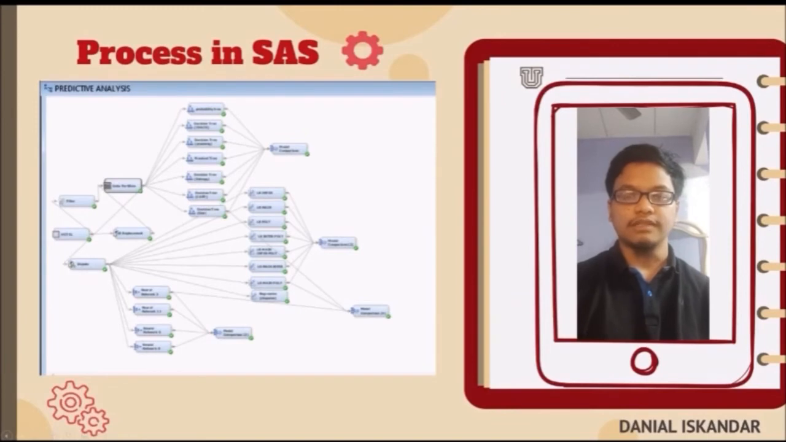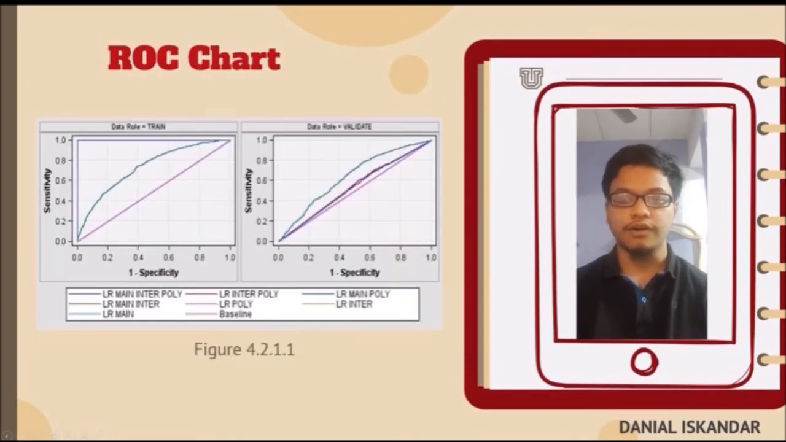And now we move to analysis in logistic regression. So here are the predictive modeling for process insights for logistic regression. There are 7 models for logistic regression. And now for the ROC chart.